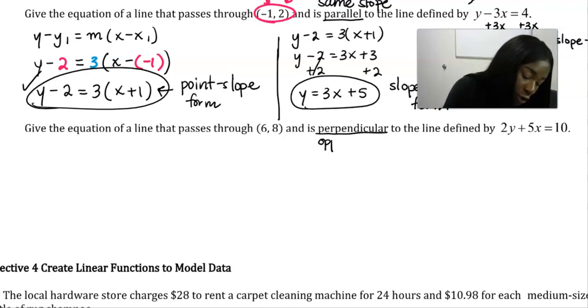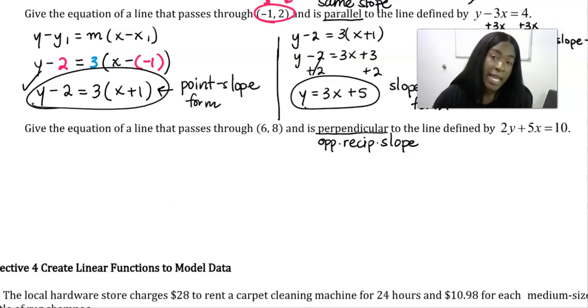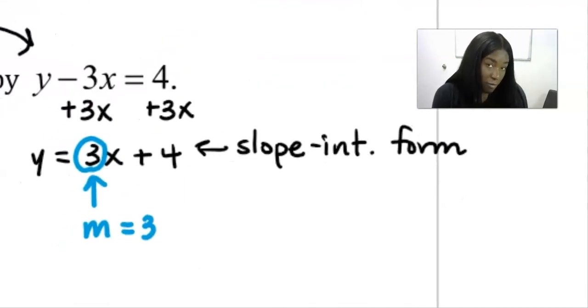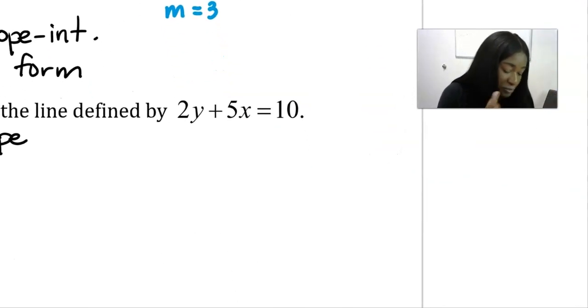And I know that perpendicular means opposite reciprocal slope. But I need to find the slope of that line so I know what I am taking the opposite reciprocal of. Again, the easiest way to find the slope of that line is to put it in slope-intercept form, because once you are in slope-intercept form, you can see the slope. It's the number right in front of x. It's the coefficient of x.